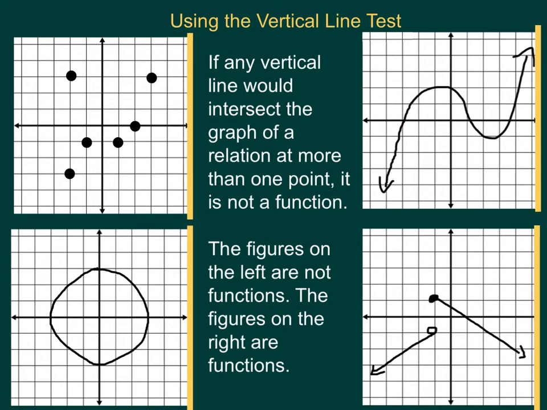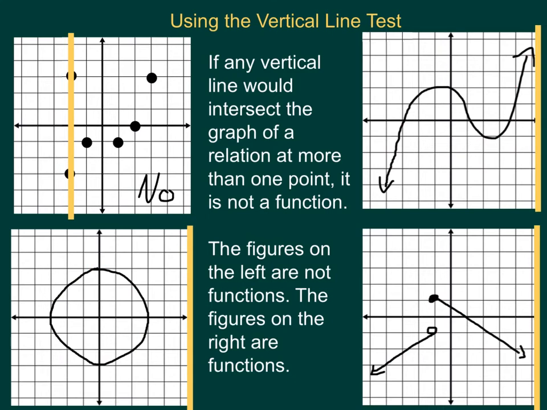Now what I can do is take the vertical lines that I've drawn here in yellow and move them across the graph to see if I'm ever going to hit the graph at more than one point. If so, it's not a function. So I'm going to move along, and I hit the graph once, still once, and right here I run into trouble. Here I hit the graph at 2 points, which tells me right away that this is not a function.